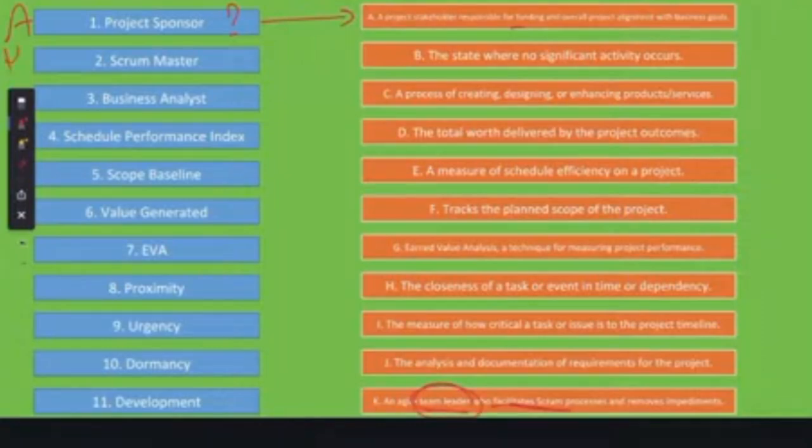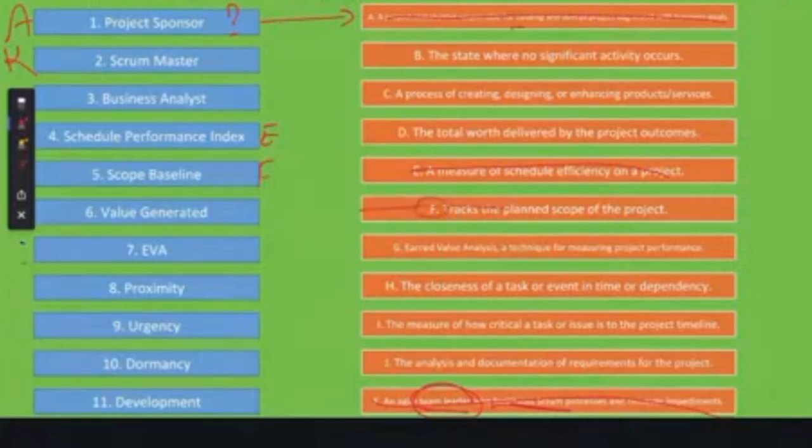Business analyst is like a product owner person who identifies the closeness, earned value, track, measure of total work, process, the state. I don't know, we'll see later on. Okay, so this is done. Schedule performance index, measure of schedule efficiency. This is E. Scope baseline, total work delivered, that can also be tracked. The planned scope of the project. I am putting it as F as of now.